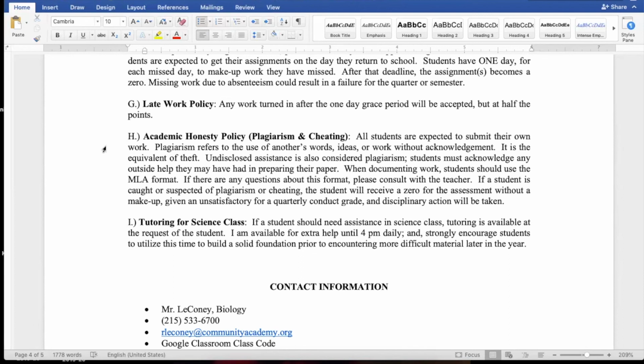If a student is caught or suspected of plagiarism or cheating, the student will receive a 0 for the assessment without makeup. You'll be given an unsatisfactory for the quarter conduct grade, and disciplinary action will be taken.